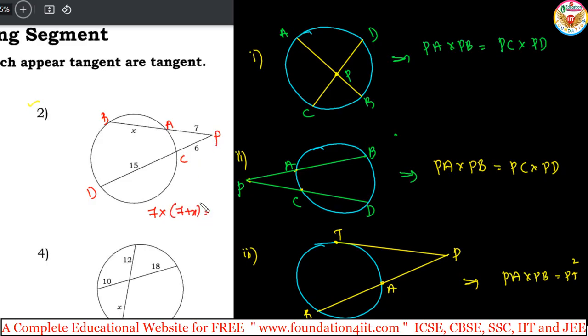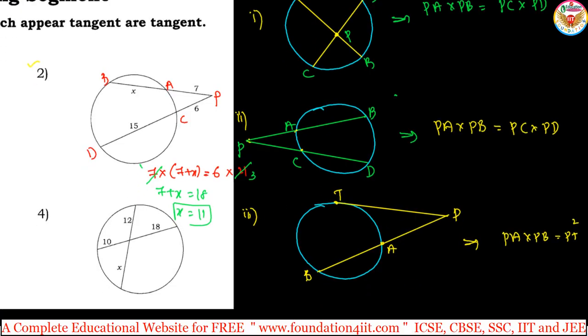is equal to PC, 6, into PD, 6 plus 15, so 21 together. 7 into 7 plus X is equal to 6 into 21. You can simplify this. 7 ones are 7, 7 threes are 21, cancel, no? Then 7 plus X is equal to 6 into 3, 18. Then X is equal to 11. The X value is 11. So only the properties are applied.